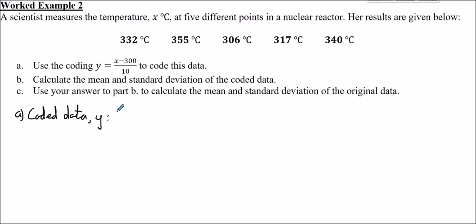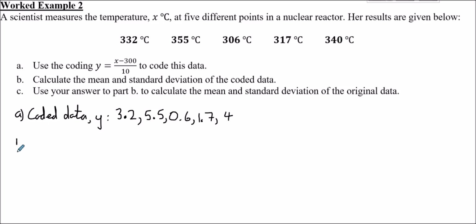This one will be 3.2. Again, check with a calculator if you want to be safe. This one, we have 55 divided by 10, that's 5.5. This one becomes 0.6. This one would become 1.7. And lastly, this one would become 4.